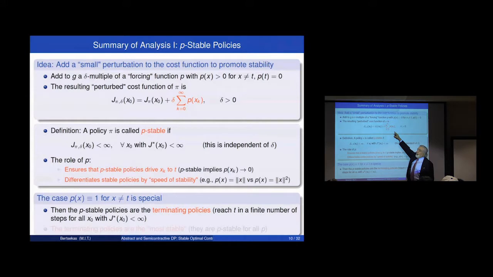In order for this sum to be finite, when p is equal to 1, this sum has to involve a finite number of non-zero terms, which exactly means that a p-stable policy with respect to this forcing function must be terminating. It must reach t in a finite number of steps for all x0 for which this is possible. And now the terminating policies are the most stable. If you have a terminating policy, it is stable with respect to every p. So they are at the core of all this hierarchy of p-stable policies.